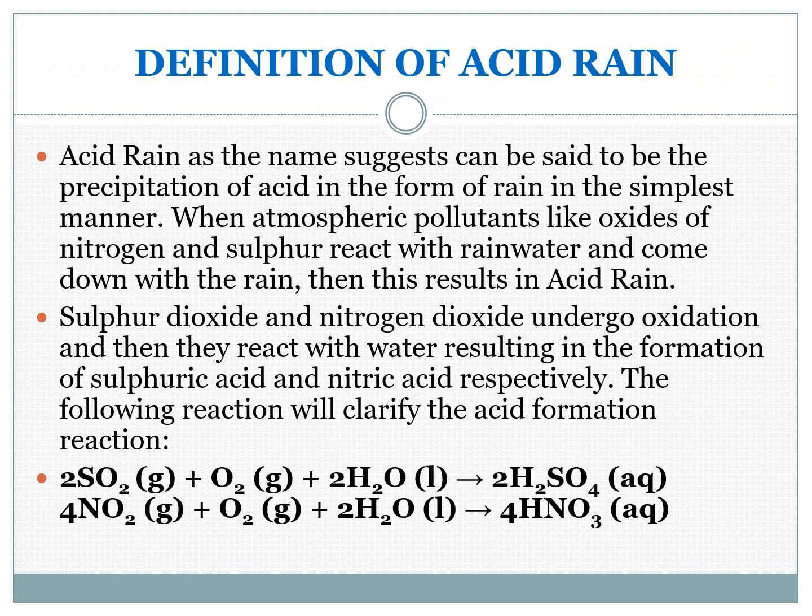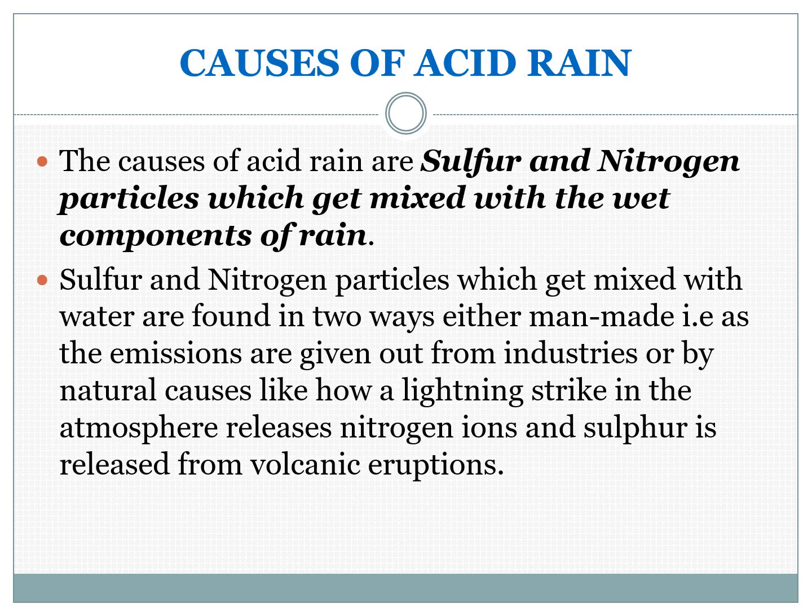Acid rain, as the name suggests, is said to be precipitation of acid in the form of rain. Atmospheric pollutants like nitrogen oxides and sulfur oxides react with rainwater and come down as rain. We call it acid rain. Sulfur dioxide and nitrogen dioxide undergo oxidation and react with water, resulting in the formation of sulfuric acid and nitric acid. The following reaction clearly shows how sulfuric acid and nitric acid are formed.